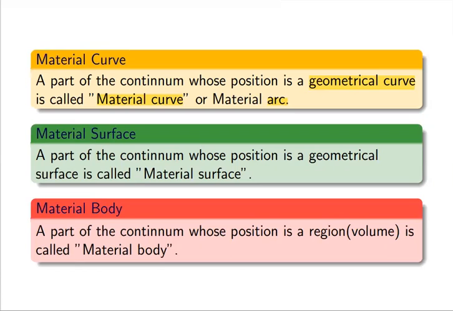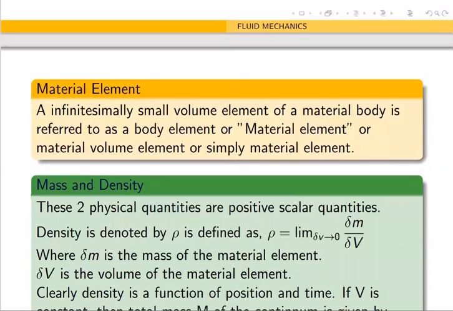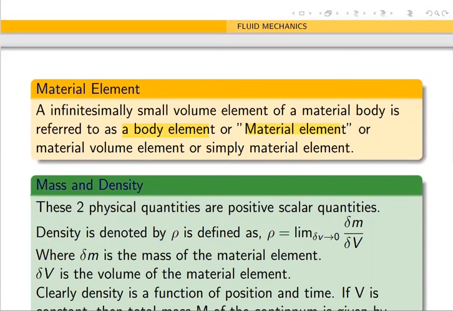A part of the continuum whose position is a geometrical surface is a material surface. A part of the continuum whose position is a region or volume is a material body or material volume. A material element is nothing but a very small, infinitesimally small volume element of a material body, referred to as a body element, material element, or material volume element.